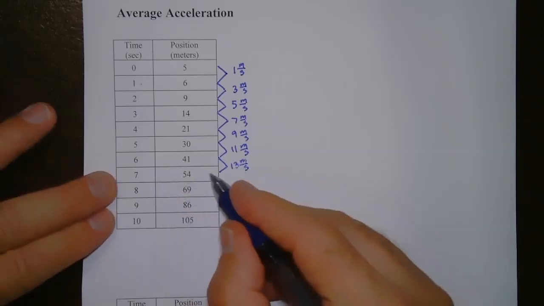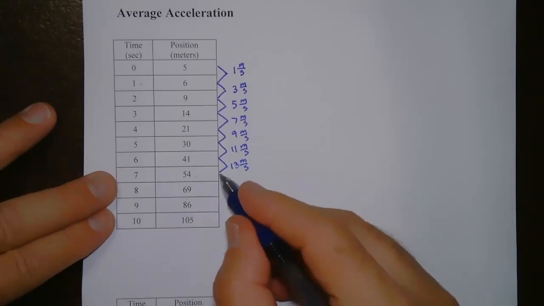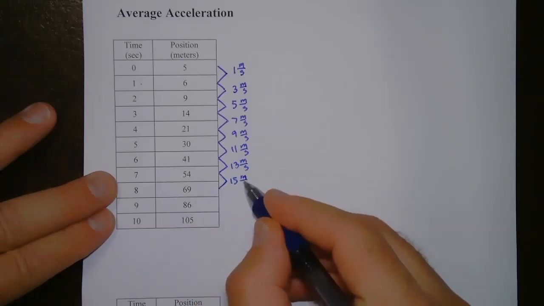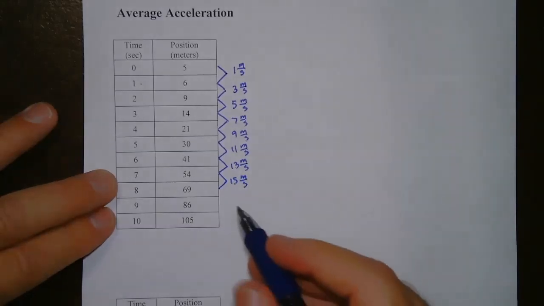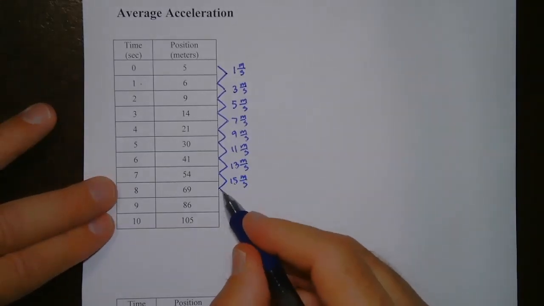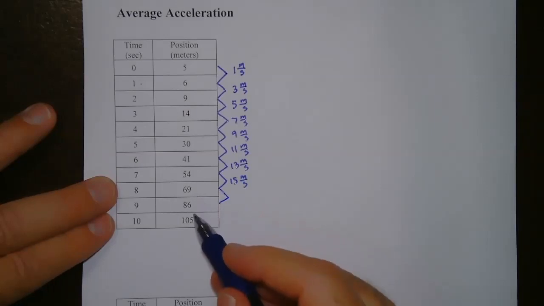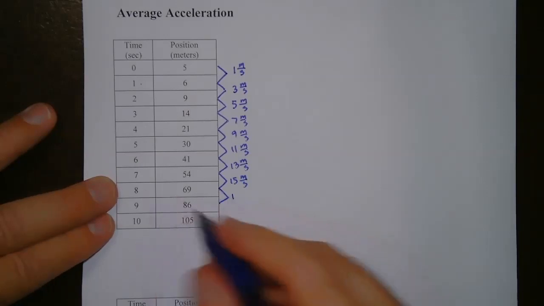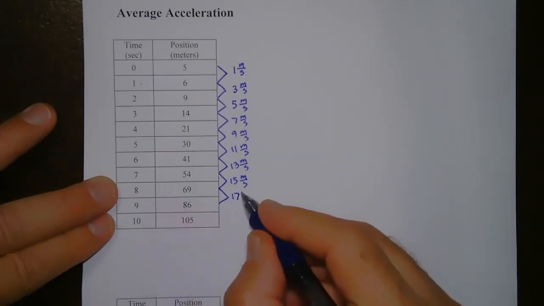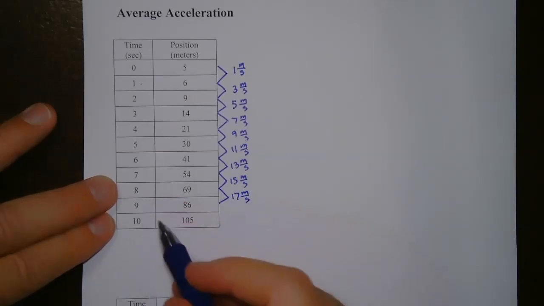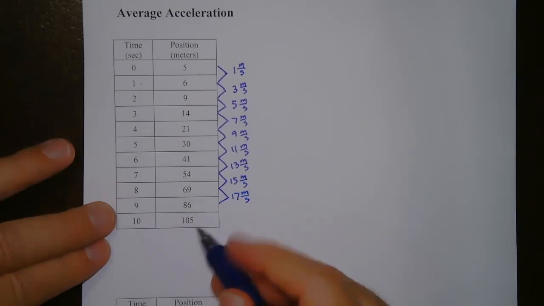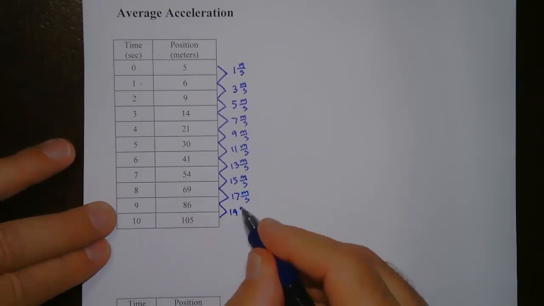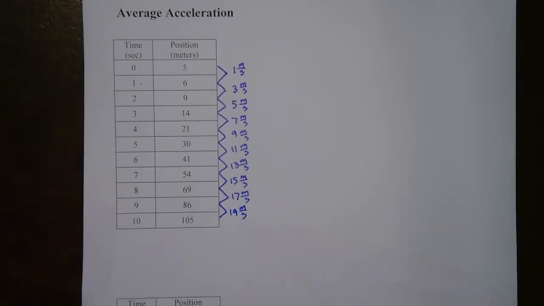And from 7 to 8, we went from 54 to 69. That's an increase of 15 meters per second. Okay. And then from 69 to 86, that's an increase of 17. In 1 second, we increased it by 17 meters per second. And then from 9 to 10, we went from 86 to 105. That's an increase of 19 meters per second.